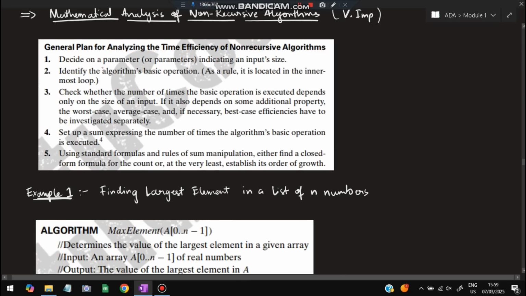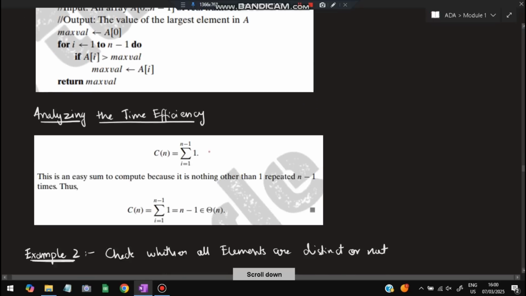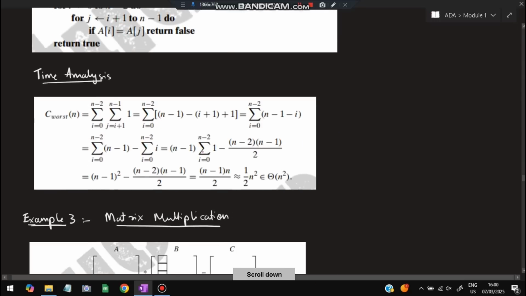Okay, no need to memorize this one, write it in your own words. The first thing is to decide on the parameter or parameters indicating the input size. What is the input we have taken? In each case we take the input as n. Done. Identify the algorithm's basic operation. In this, what is the basic operation? Checking this one. In the next one, what is the basic operation? Here also the checking, not assigning.